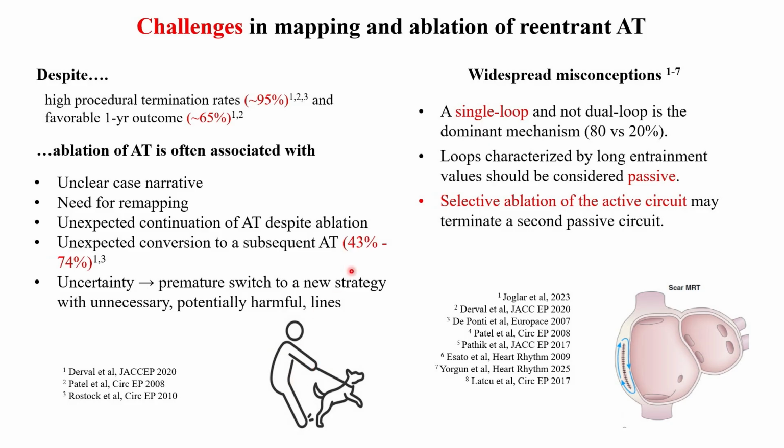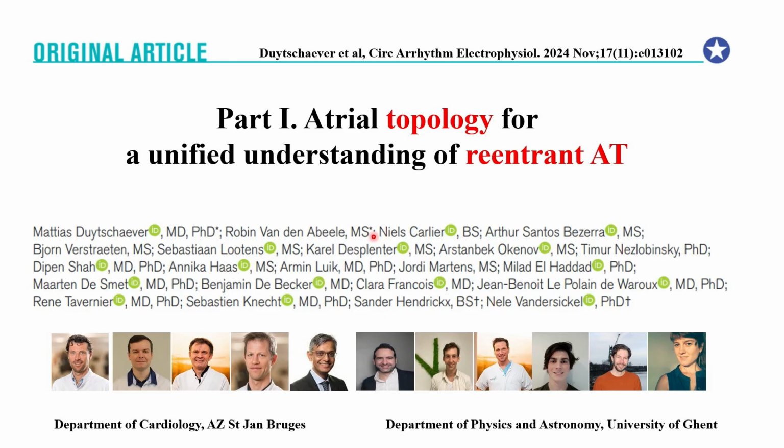The reason why the procedures are not always going as planned is because there are widespread misconceptions, of this I'm pretty sure. One of the misconceptions is that a single loop and not a dual loop is the dominant mechanism. It's not correct. Number two, loops characterized by long entrainment should be considered passive. That is a misconception, not correct. And number three, selective ablation of the active circuit may terminate the second passive circuit. That's not correct. And the reason I know this is because when we submit papers, we always get reviewers back and forth, so I really think I know what is living in the EP community.